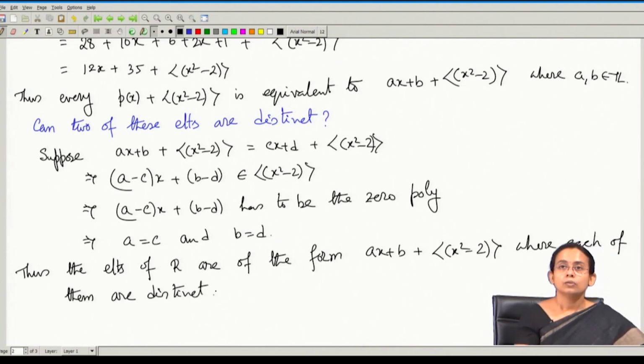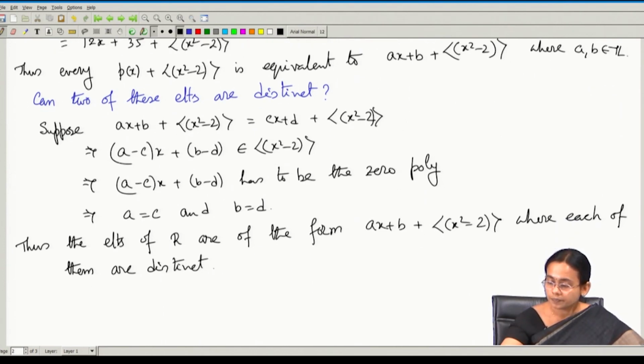So, I have shown you how the elements of this quotient ring look. If you look into the structure, you can observe that these are basically the remainders we are getting. If you divide any polynomial by x square minus 2, then whatever remainders you get are the elements of this quotient ring. That is the observation.